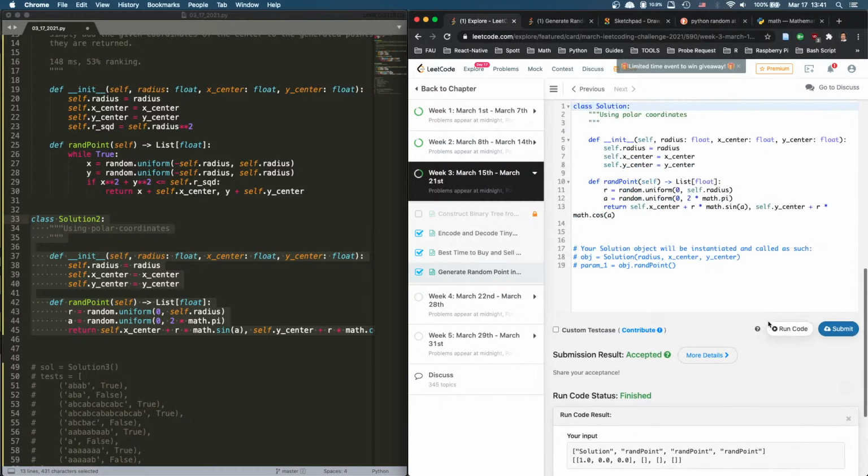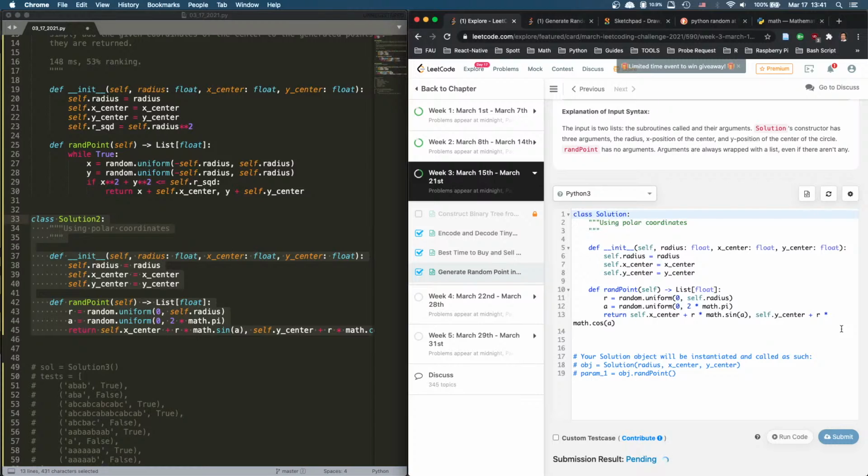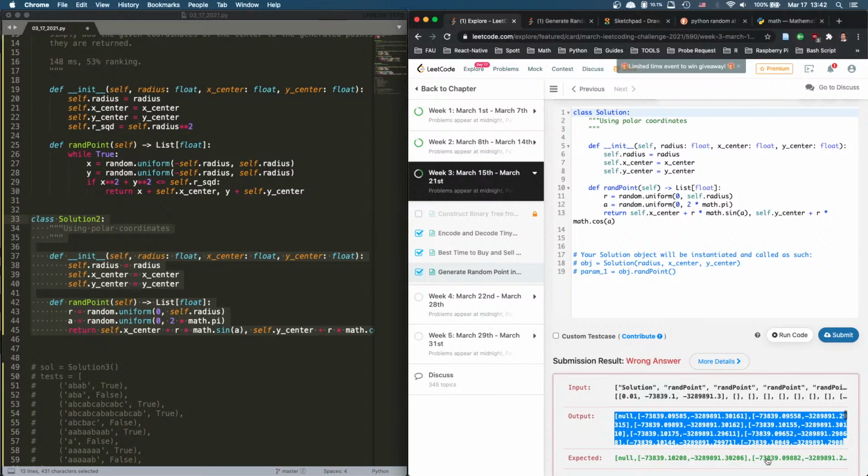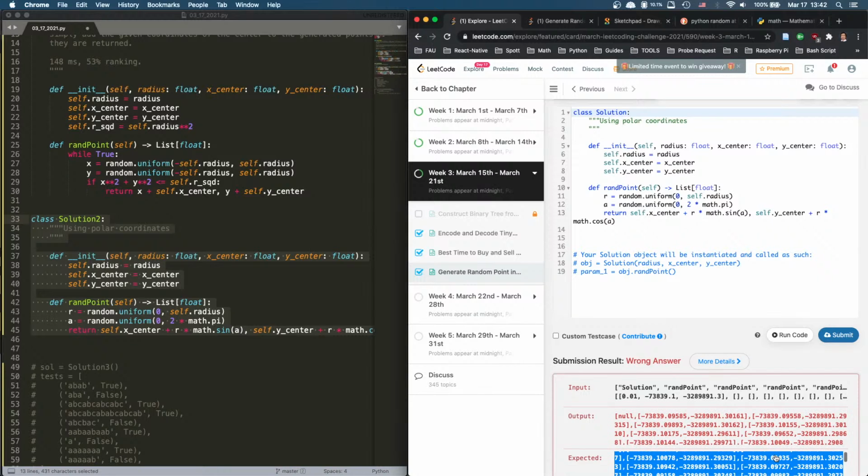Maybe it'll work. All right, see. Submit. Pending, judging. Oh, it says no. Is this not random? Huh. I am surprised that it's not random. It's impossible to check this.